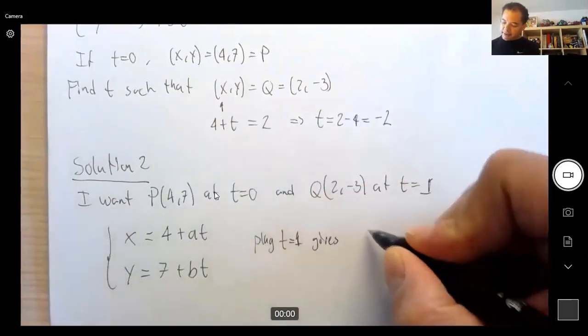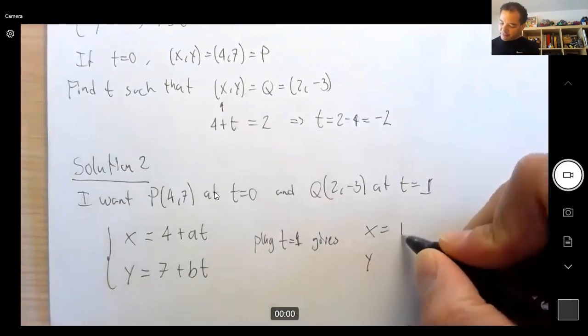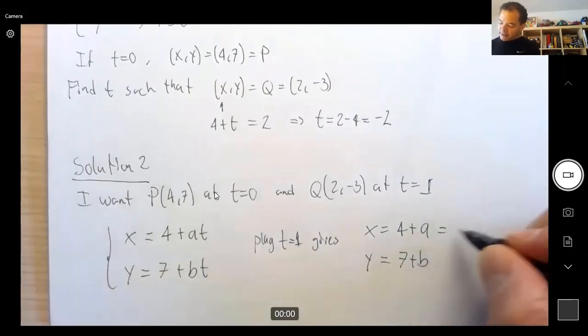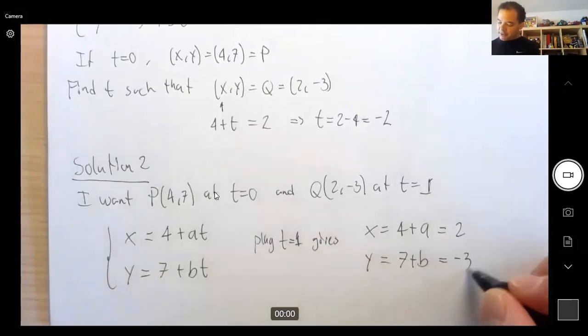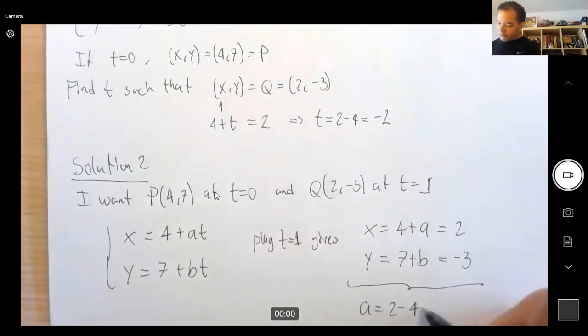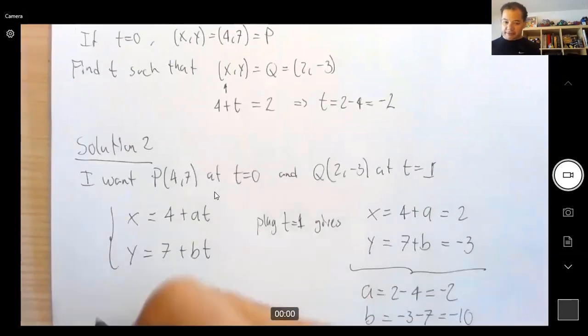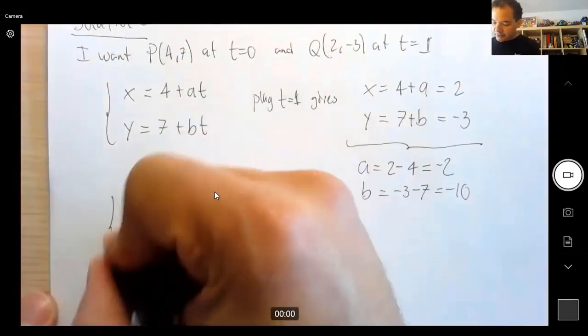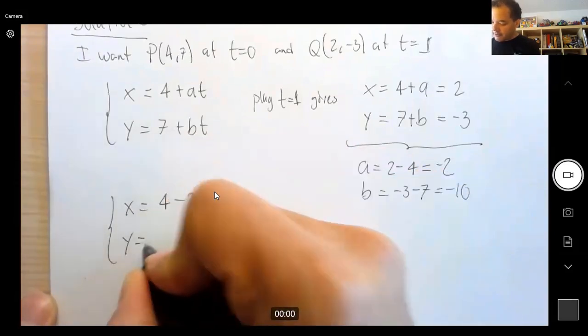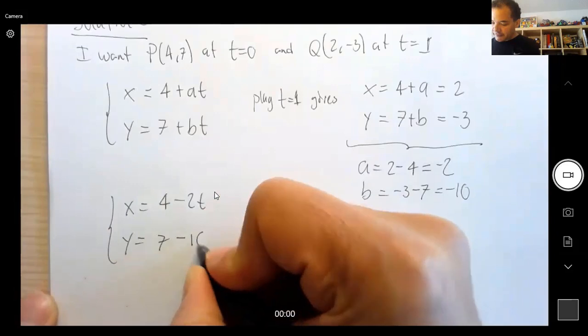What does it give? It gives 4 plus A, and this one goes 7 plus B. And I want this to be 2, and then I want this to be -3. So now I can find out what A and B are. So from here, A is 2 minus 4, that's -2, and B is -3 minus 7, that's -10. So that's my answer to the problem. My answer will be 4 minus 2T and 7 minus 10T.